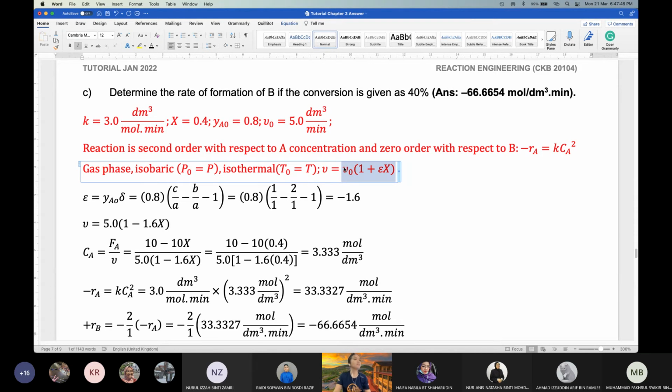Okay, so first of all, inlet volumetric flow rate 5. Kita given in the question, the inlet volumetric flow rate is 5 dm cube per minute. So B naught ni, epsilon naught ni settle. Dalam bracket 1 plus epsilon x. So epsilon ni pun kalau kamu ingat ada equation, ada sub-equation lagi. So what is this epsilon?